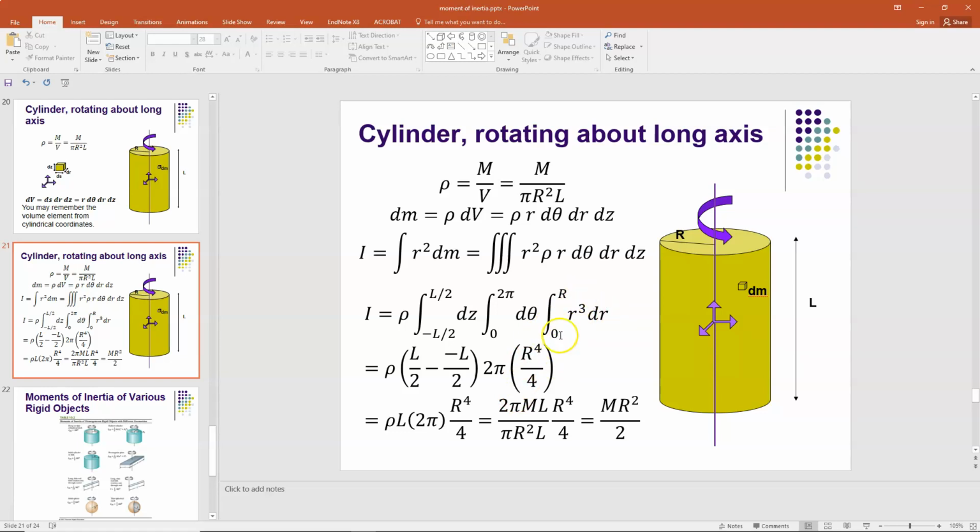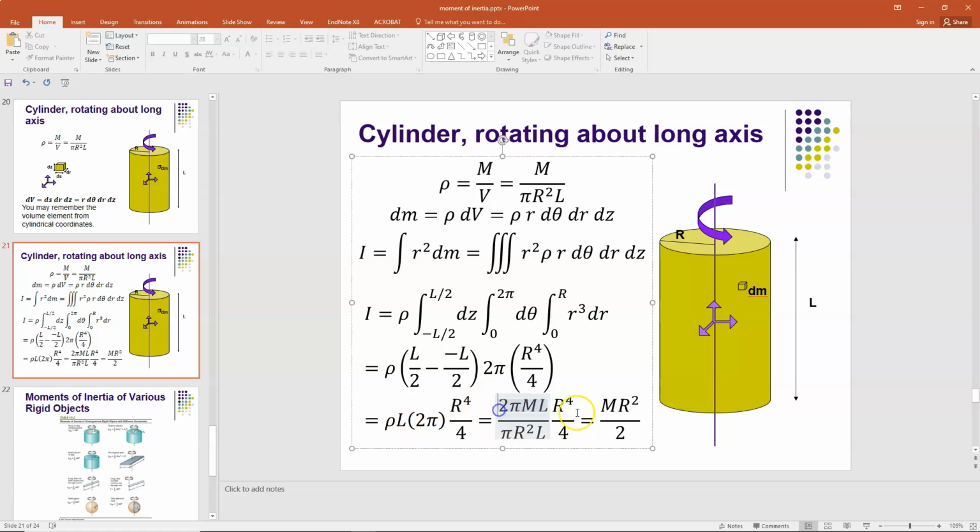And then if I evaluate that from 0 to big R, I just get big R to the 4th over 4. So multiplying all those things together, I have rho times L times 2 pi times R to the 4th over 4. Now, yet again, if rho is some number, I could just plug in from here. But if I wanted to simplify it further, I could. So now I just plug in for rho. Rho is m over pi R squared L, and I plug that in, multiplying it times 2 pi times L and R to the 4th over 4.